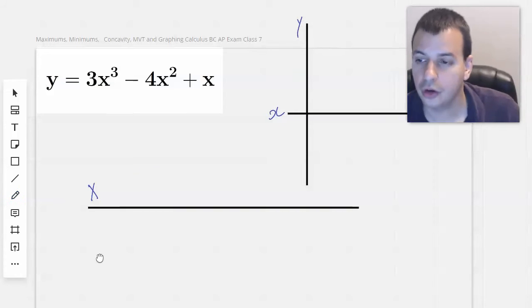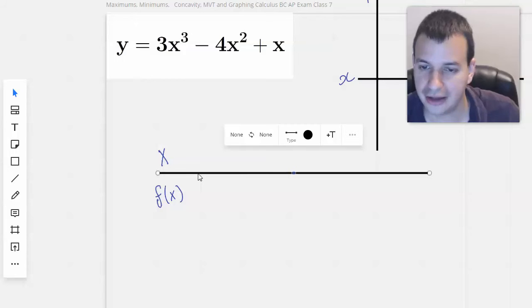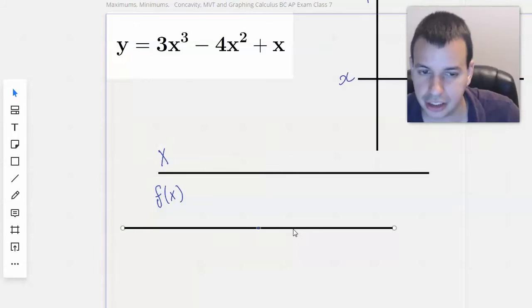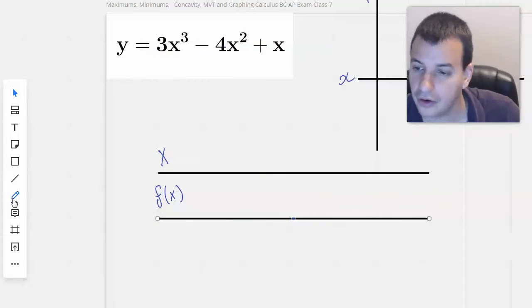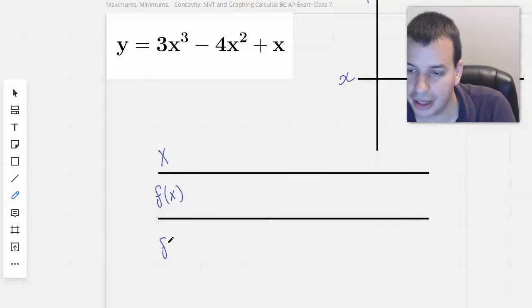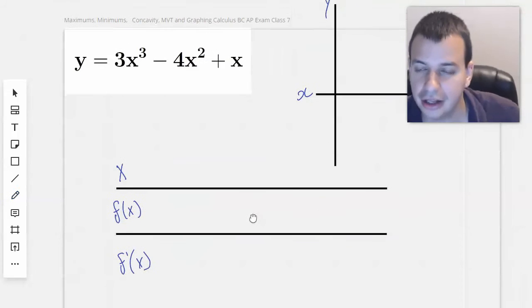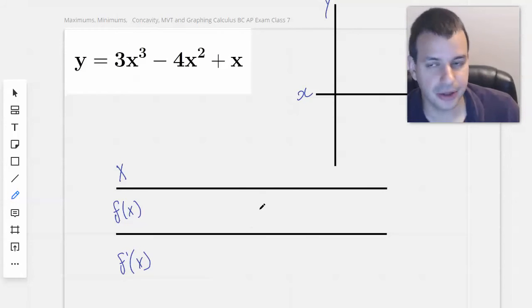And so we start by writing out x. We'll say f of x below it. We'll then do f prime of x down here. And then at some point we may look at f double prime of x. But the idea here is, when you think of a graph, what are the important things to think of?